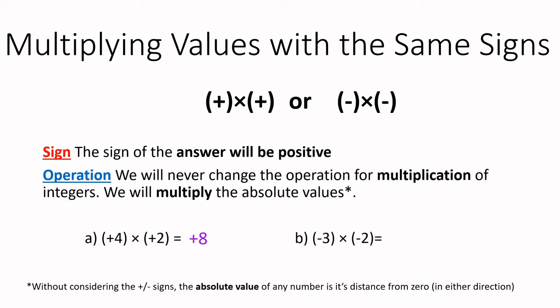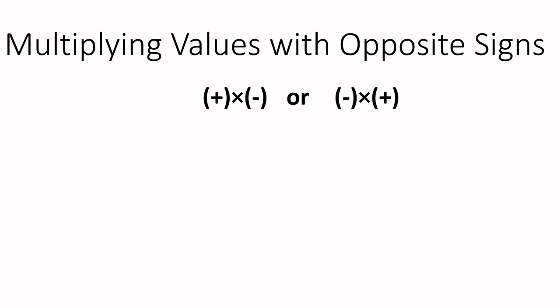For question B, two negative numbers multiplied together. Negative 3 times negative 2. The signs are the same, so we know our answer will be positive. Now we can just ignore those signs and multiply the absolute values. 3 times 2, that's 6. So our answer is positive 6. It's as simple and straightforward as that.